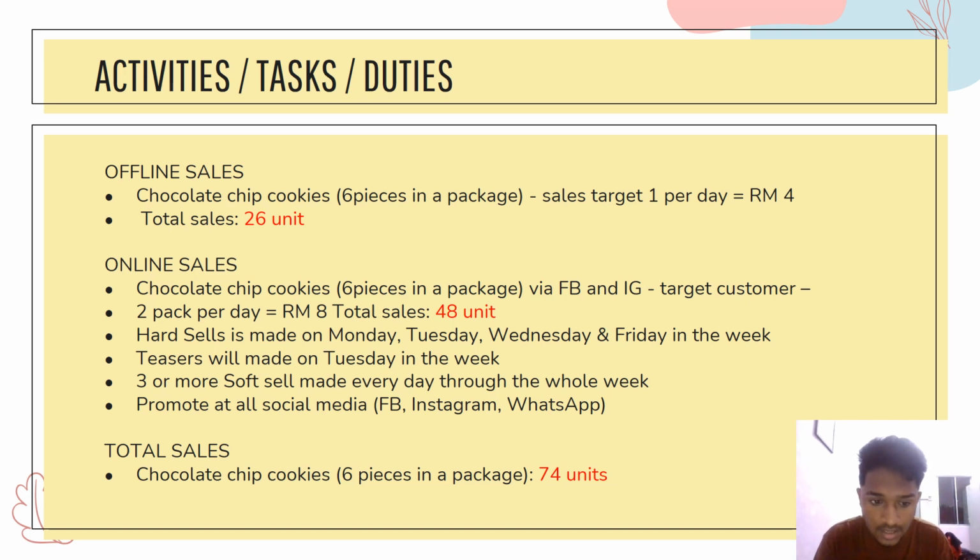The total sales of our chocolate chip cookies is 74 units, which is made up of 2 parts: in offline sales we sell 26 units and in online sales we sell 48 units, which means our total is 74 units.